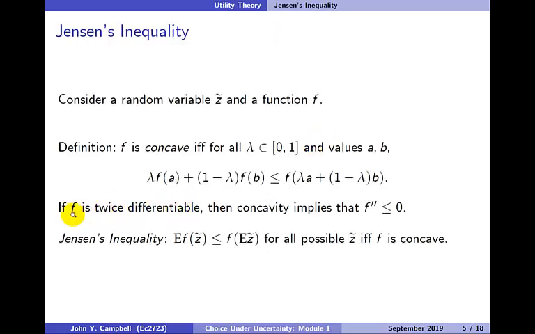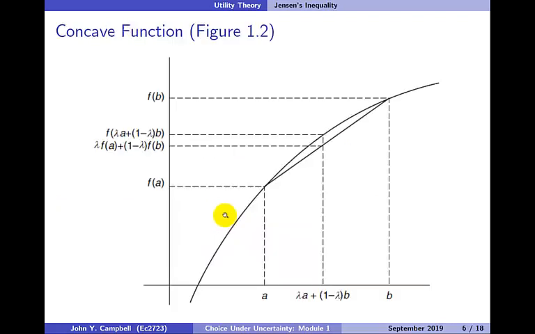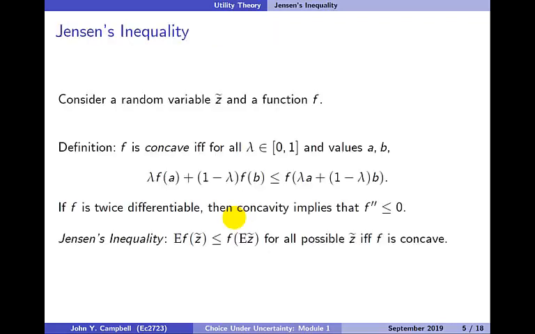Now, if f is twice differentiable, then concavity implies that the second derivative of the function is negative. That, of course, is what gives us this curvature in this diagram: a negative, or weakly negative, non-positive second derivative. All right, that's just the definition of concavity.